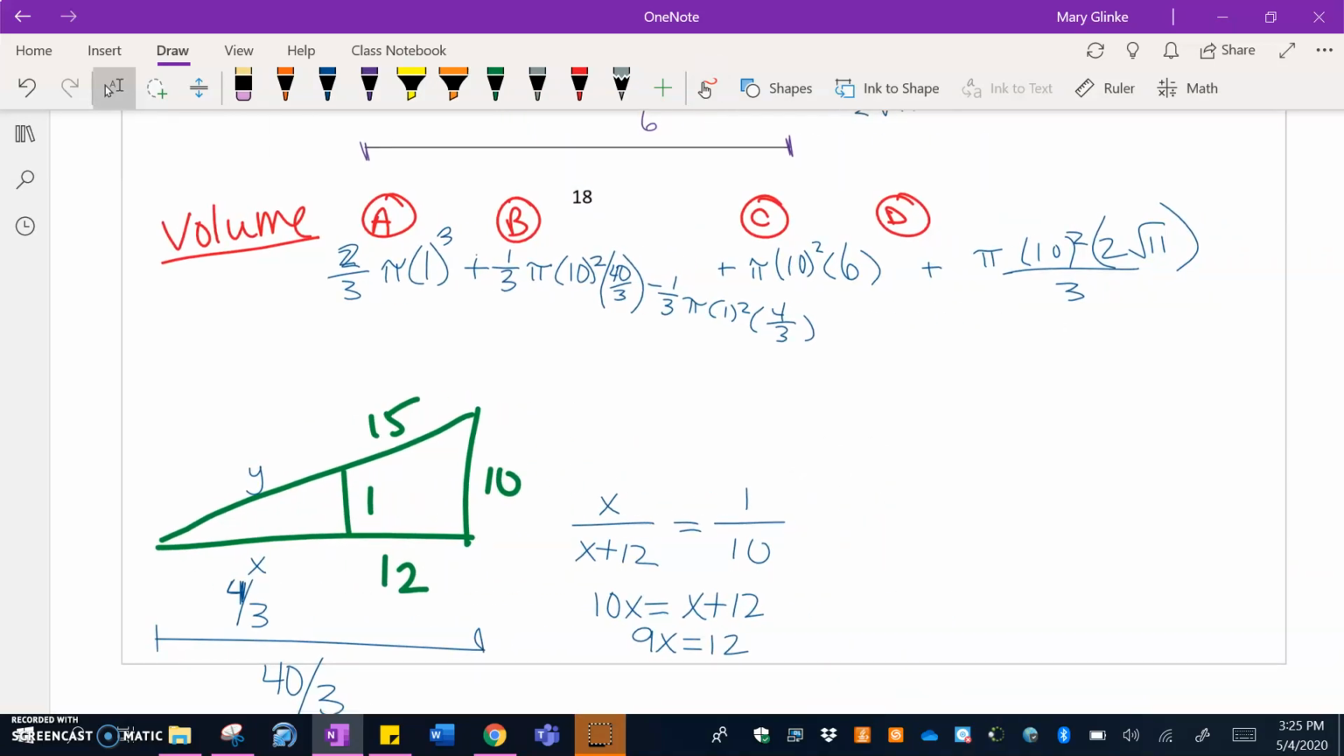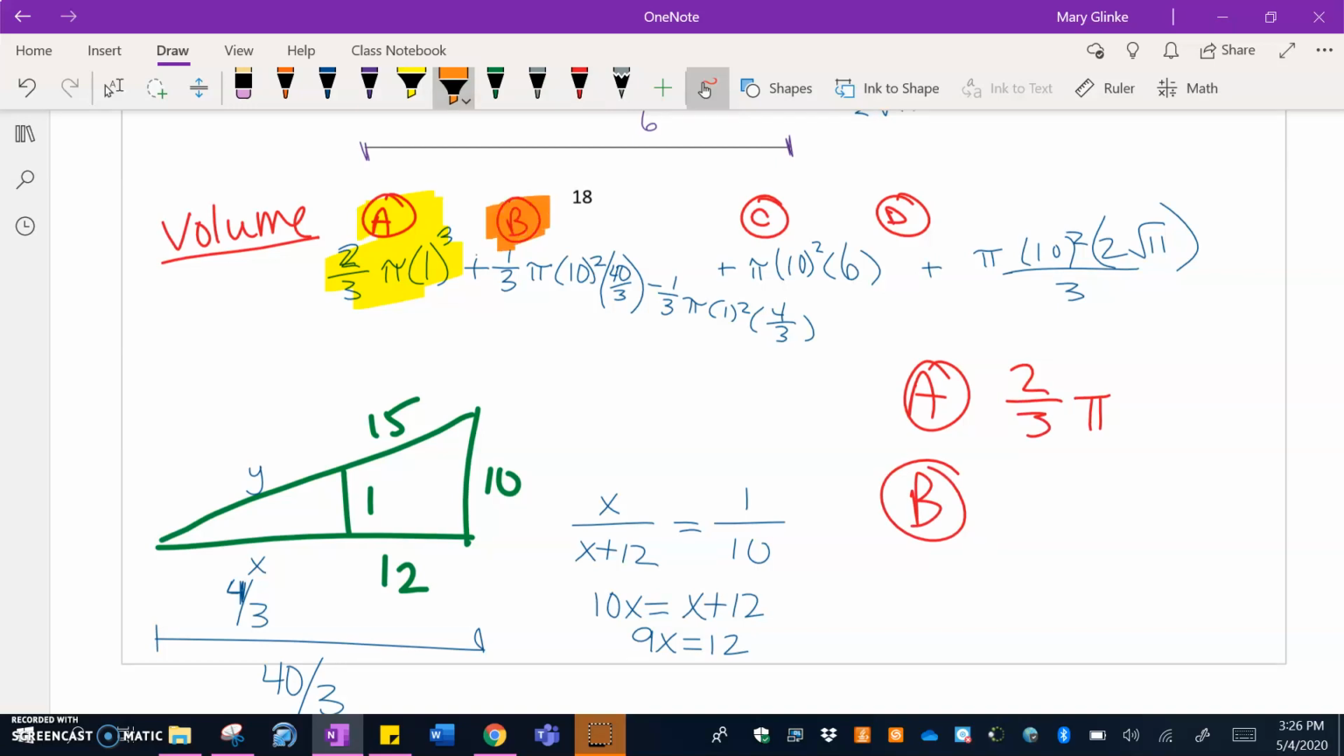Okay, so looking at these, here are our different parts. The volume for part A was 2/3 pi r cubed. So the volume for part A, when we plugged everything in, we get 2/3 pi. For part B, we did 1/3 pi r squared h minus 1/3 pi r squared h. When you plug those all in and simplify them, you end up with 444 pi.